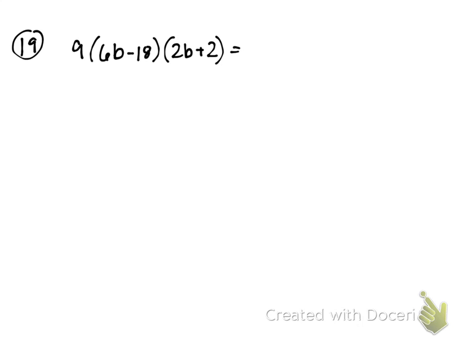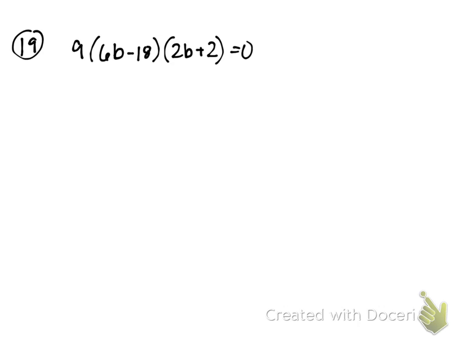Look at this next problem. Look at number 19. 9 and then 6b minus 18 and 2b plus 2 equals 0. What about that 9 on the outside, Stephen? You act like it's not even there. Exactly. We do not pay any attention to it at all. Now, what if that 9 was an x? You distribute. No. No. You never distribute 3 problems.